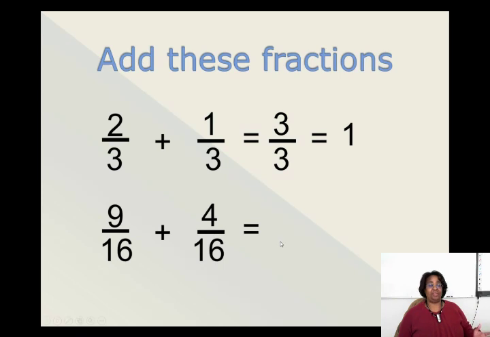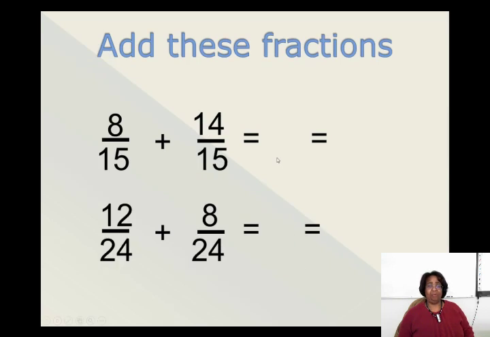Now what about this one on the bottom? What would I get? I keep the 16, but what's on top? 13. So this becomes a proper fraction, so this is okay. 13 over 16. So when the denominators are the same, it's real easy. What would my answer be on this top example?